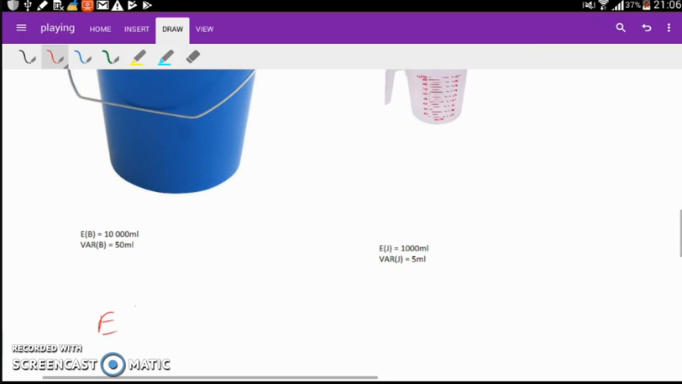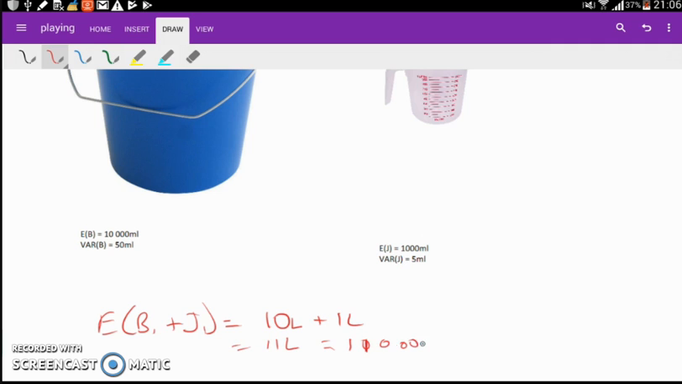So our expected value of bucket 1 plus jug 1 would be 10 litres plus 1 litre, and we expect there to be 11 litres, or 11,000 millilitres. Okay, so the variance, if we're adding them together, well, the bucket may have 50 mils too much. The jug might have 5 mils too much, so now our variance is 55 mils.